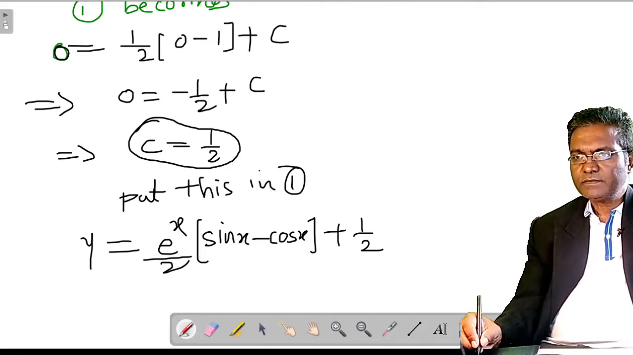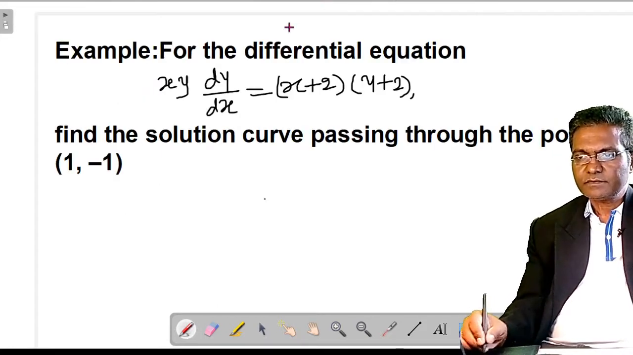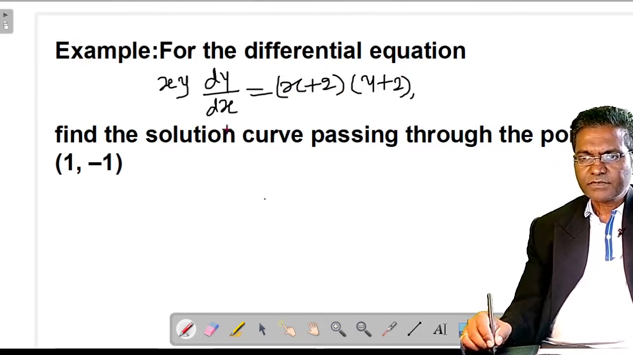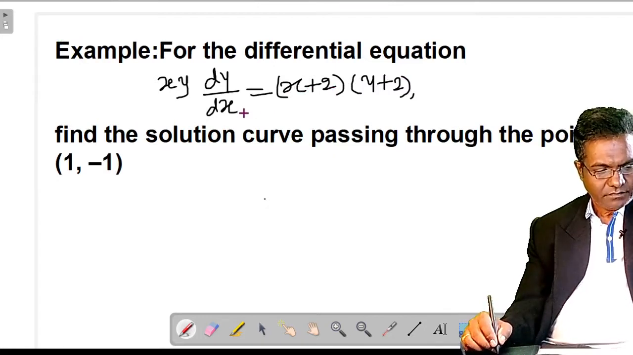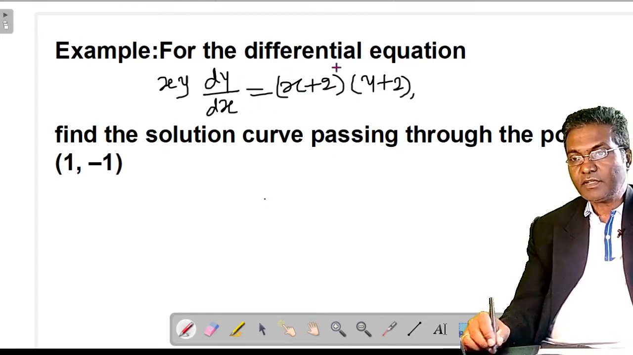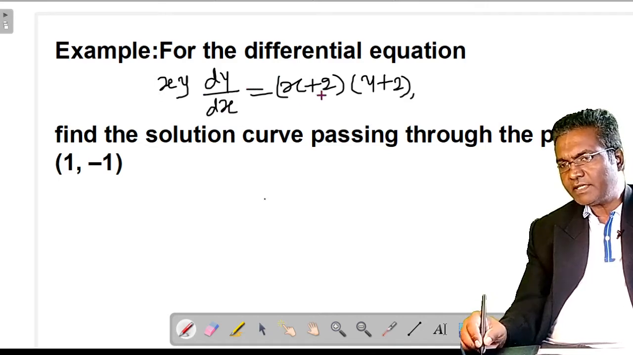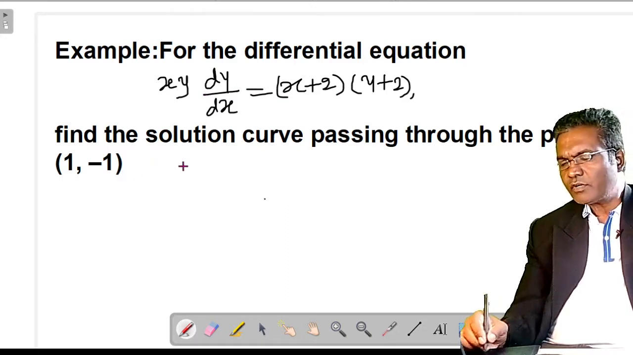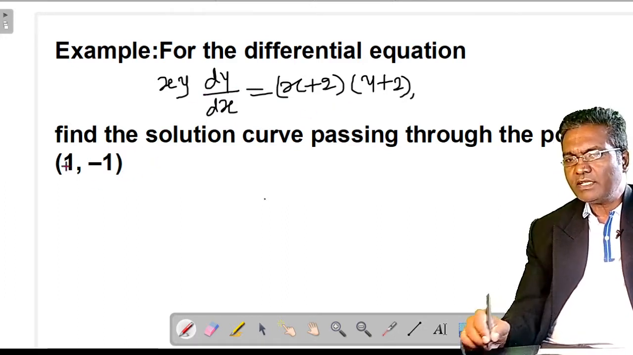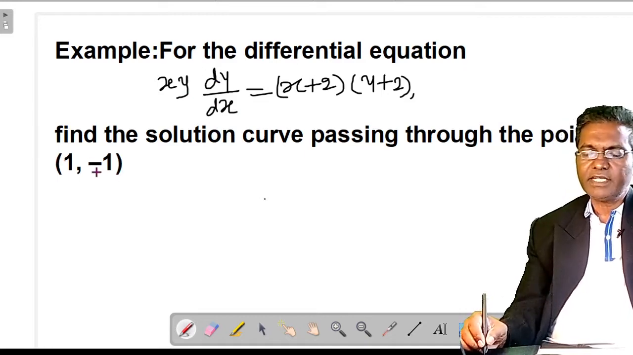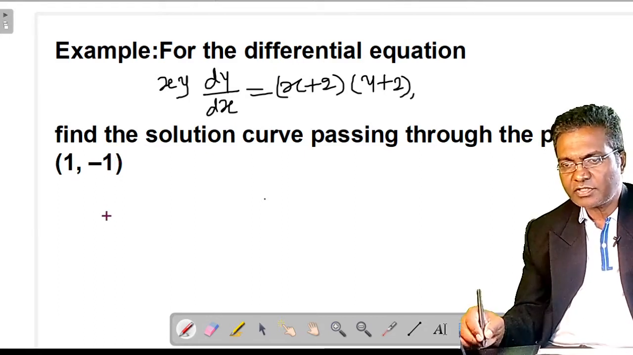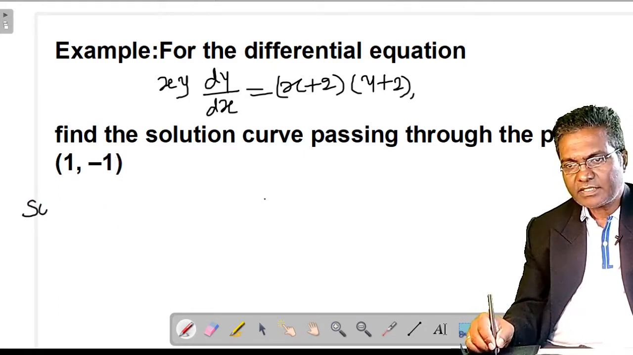Let's have one more. Find the solution curve for the differential equation xy dy by dx equal to x plus 2 times y plus 2, which passes through the point 1, minus 2. So you have to find the general solution of this, and then substitute these points, find the value of the constant, and substitute in the general solution. Okay, right.